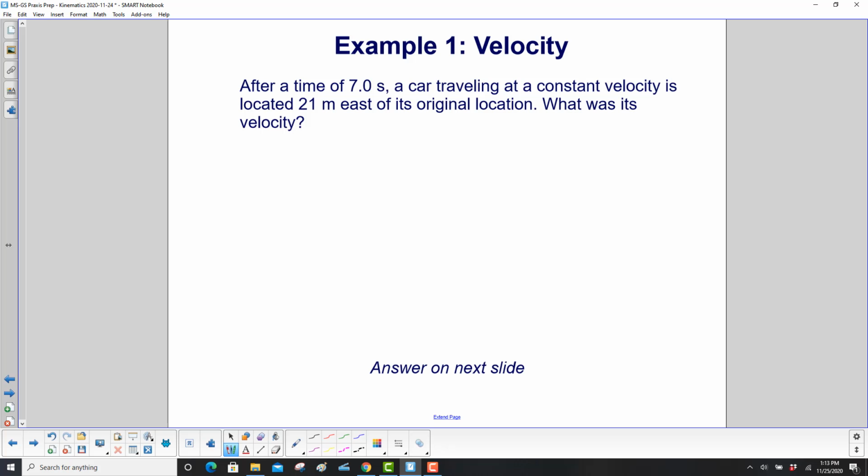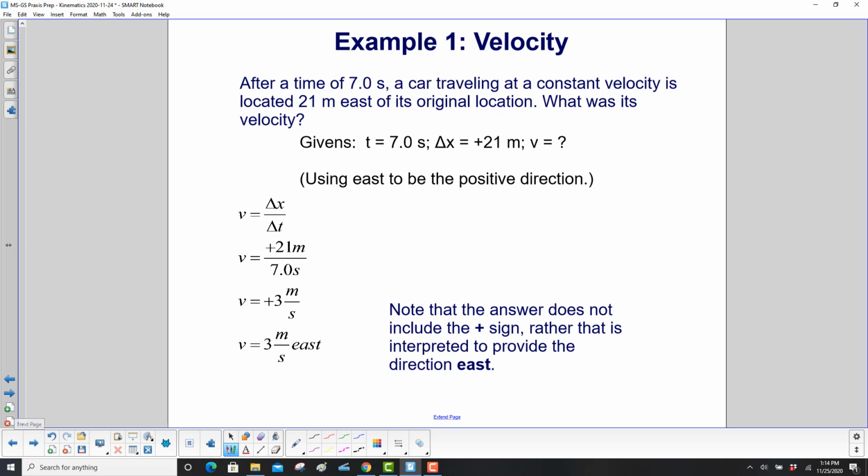Let's work an example. After a time of 7.0 seconds, a car traveling at a constant velocity is located 21 meters east of its original location. What was its velocity? Please give it a try, and we'll show the answer on the next slide. Our givens are 7 seconds of elapsed time, delta x is 21 meters, and we'd like to find the velocity.